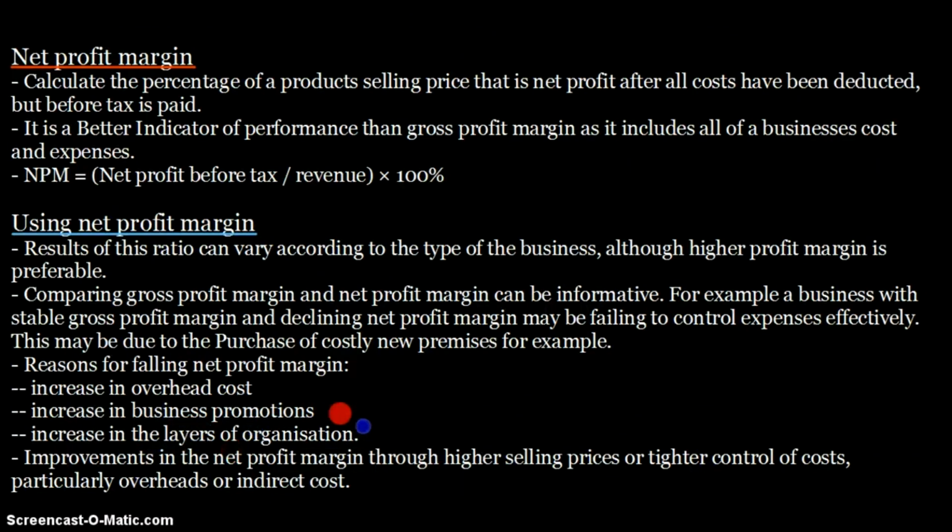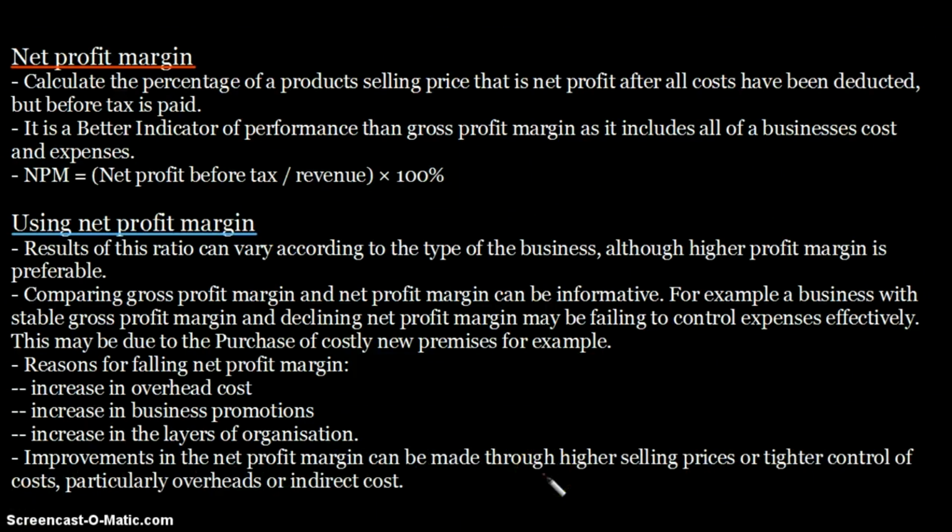Then there's an increase in the layers of organization. In that case you will have more managers to pay salaries. Management salaries are an indirect cost, so those salaries also reduce your net profit margin. Improvements in the net profit margin come through higher selling prices or tighter control of costs. Either you increase your selling price or you have better control of your costs, particularly overheads or indirect costs.